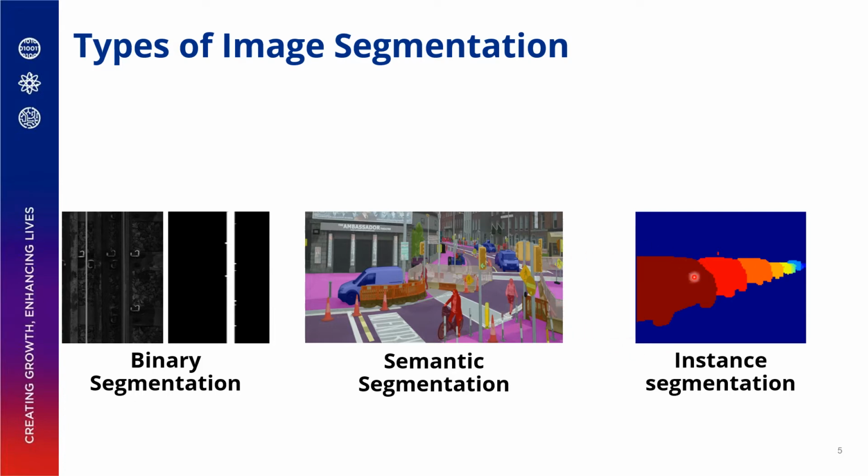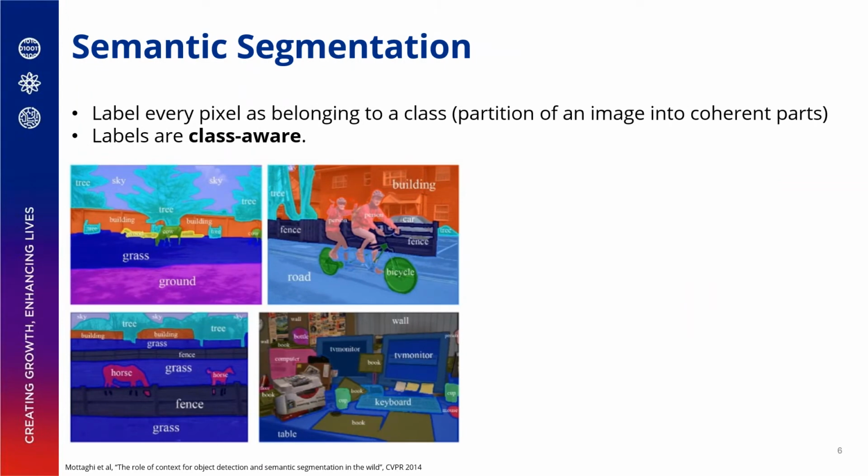You can go one step further and perform instance segmentation. What that means is that for each instance of the same class, for example, cars, if there are X number of cars present in the scene, you want to have X different labels for pixels for each of those X cars as well. To explain this a bit further, in semantic segmentation, you label every pixel as belonging to a class, right? You partition an image into coherent parts, essentially. Over here, you have grass, ground, building, sky, tree, roads, bicycles, and so on.